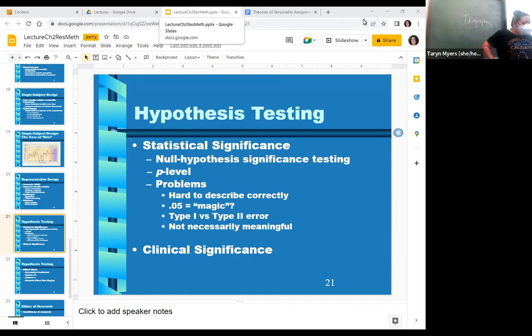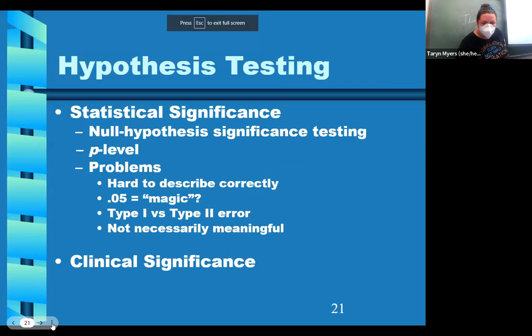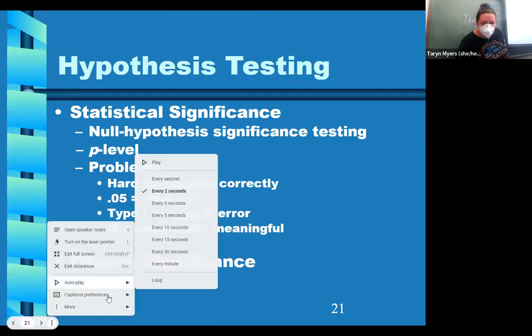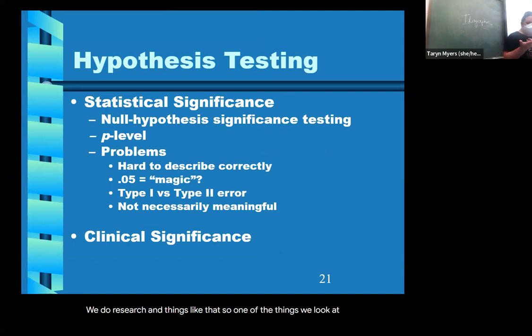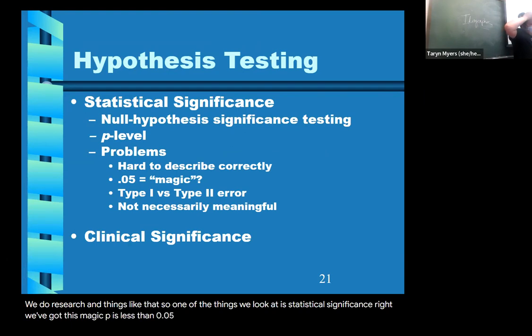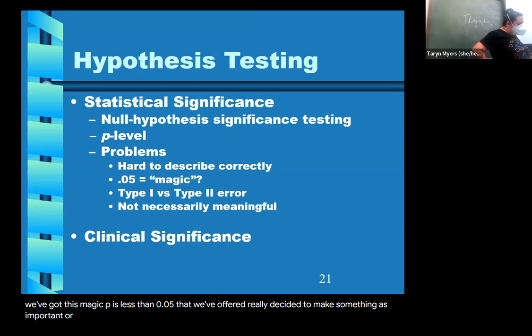I plan to do that this afternoon. So we were talking about the various types of error, and the implications of how we do research. One of the things we look at is statistical significance, right? We've got this magic P is less than 0.05 that we've arbitrarily decided means something is important or significant. But even if results are statistically significant, that doesn't necessarily mean that it means anything, right?